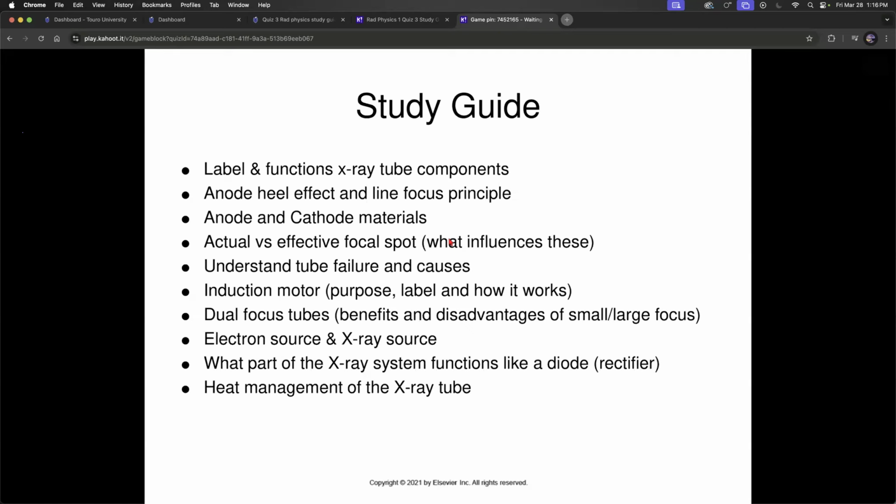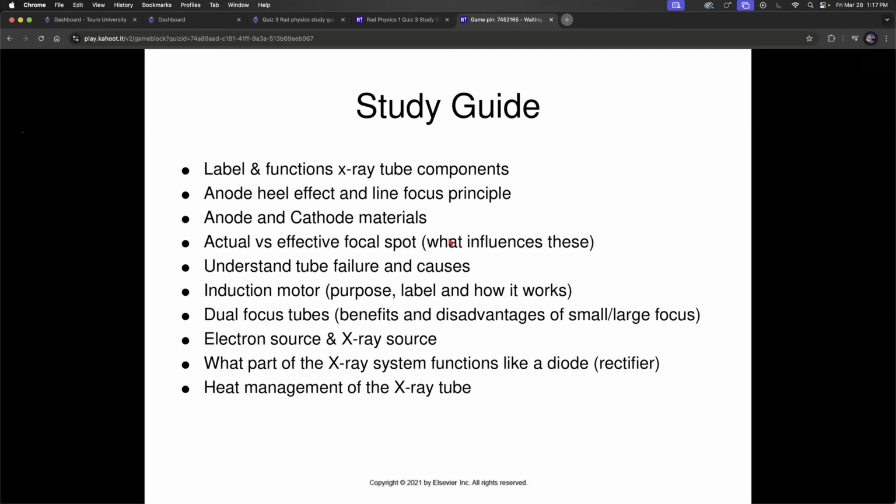Do you recall what a rectifier is? It converts AC to DC. In other words, current is only flowing in one direction. So does current flow in one direction with the X-ray tube, or back and forth? It flows in one direction. Therein lies your answer.